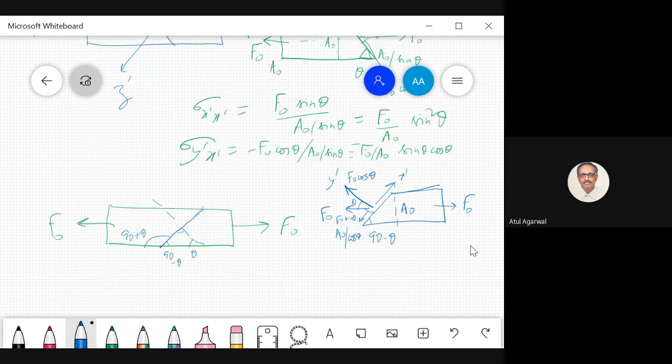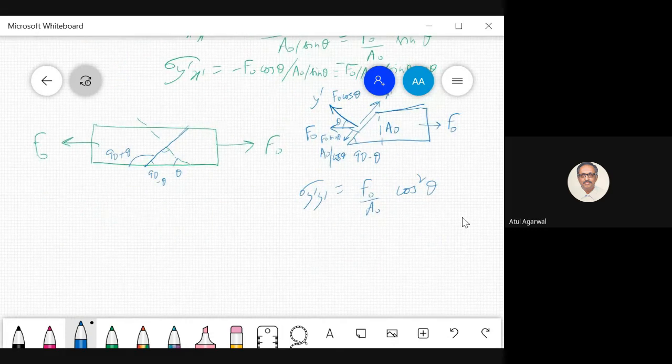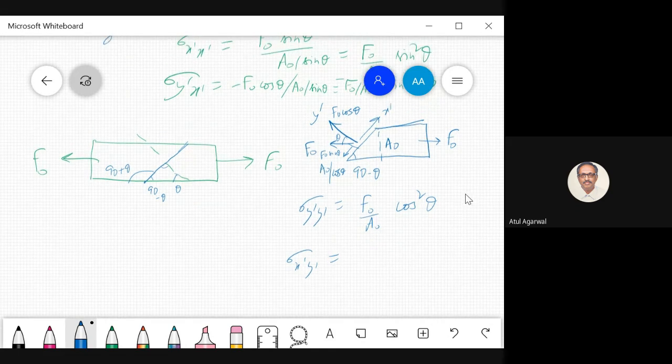So what is my sigma y prime y prime? Normal stress, no, this is force upon area: F naught by A naught cos square theta. What is my sigma x prime y prime? F naught sin theta. This is my shear stress.